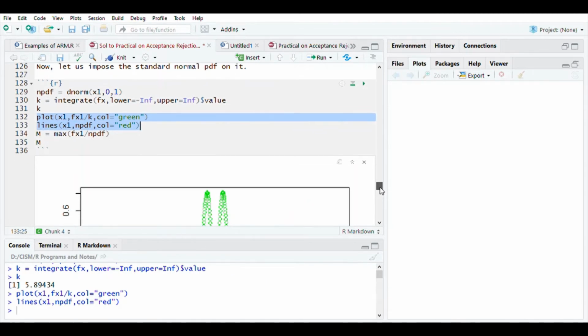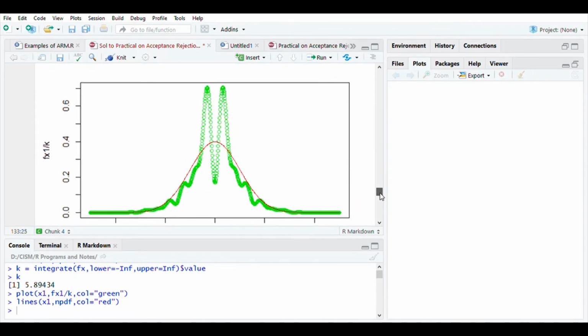Now fx1 by k is a proper PDF. See, now I hope you understand what I meant earlier. The PDFs are comparable in the sense that some part or majority part of the target PDF is being covered by the normal PDF. Only these two peaks are going away, but except for this portion of the target PDF, the rest of the PDF can be considered to be close to a normal PDF.